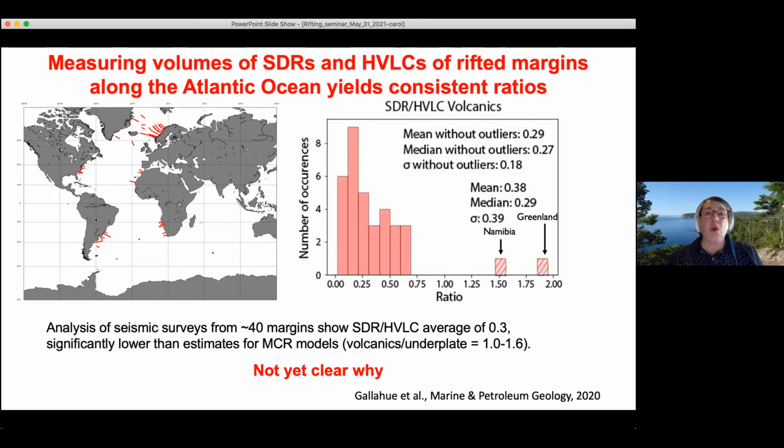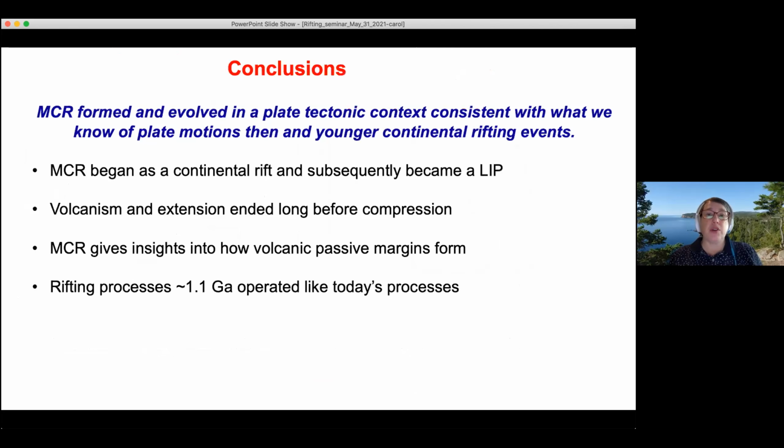So when we have volcanic passive margins today, the ratio between the SDRs and the high velocity lower crust is about 0.3. For some reason, in the Midcontinent Rift, that ratio is about 1 to 1.5, and we're not sure why it's so different than the evolved successful passive margins.